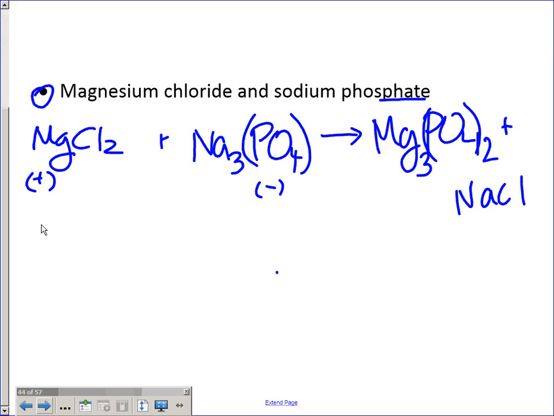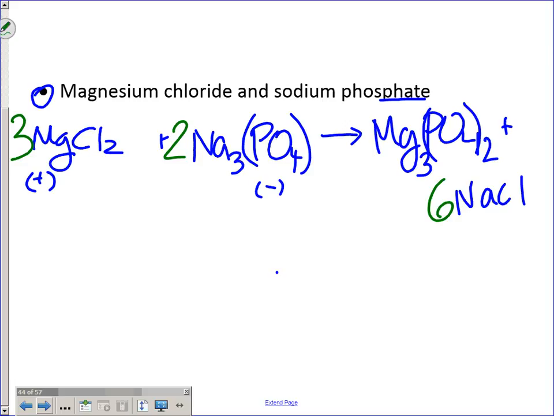So then to balance it, we need to do what? Well, hold on. We already crisscrossed these charges. That's a 1, that's a 1. Where do I need some numbers? 3 in front of the magnesium chloride. That makes 6 chlorines. Uh-oh. 6 in front of sodium chloride. That makes 6 sodiums. And 2 in front of sodium phosphate. And are we good? Yes.